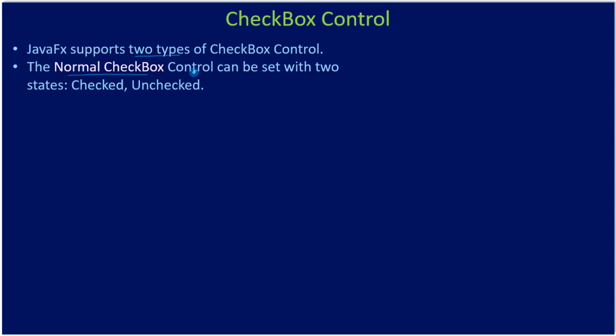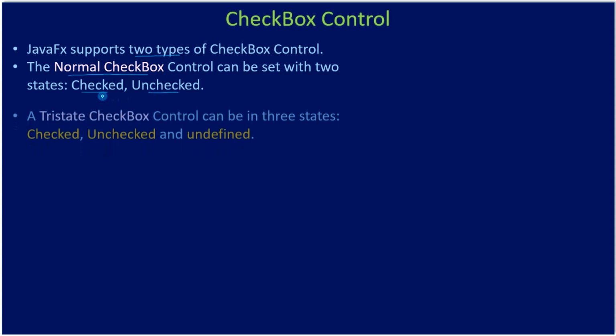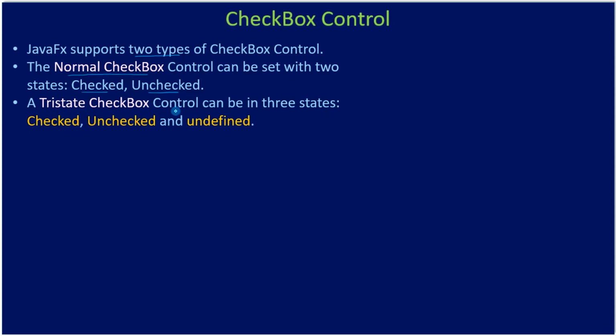A normal checkbox control can be set with two states. The states are checked as well as unchecked. A tri-state checkbox control can be set in three states: checked, unchecked, just like a normal checkbox, with one more state called undefined. So it's between checked and unchecked. This is kind of a yes or no type of answer. Undefined means it's not yes, it's not no also.